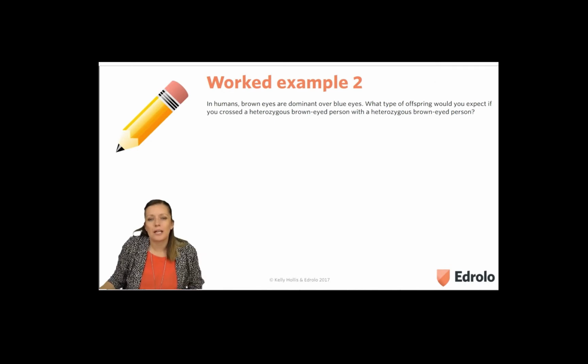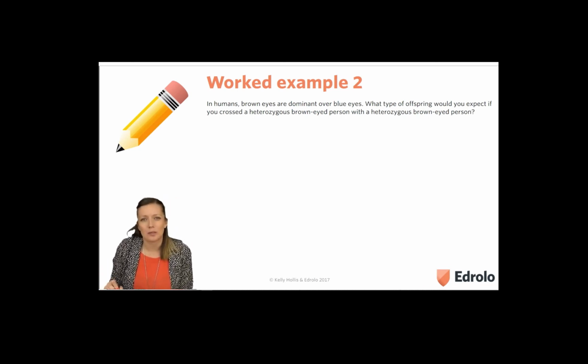All right, let's have a go now at worked example number 2. So in humans, brown eyes are dominant over blue eyes. Okay, so as science has advanced over time, we've actually found that this isn't quite the case anymore. It is a really easy example to use, but just have a little bit of an understanding that eye color really isn't just as straightforward as dark eyes and light eyes, okay?